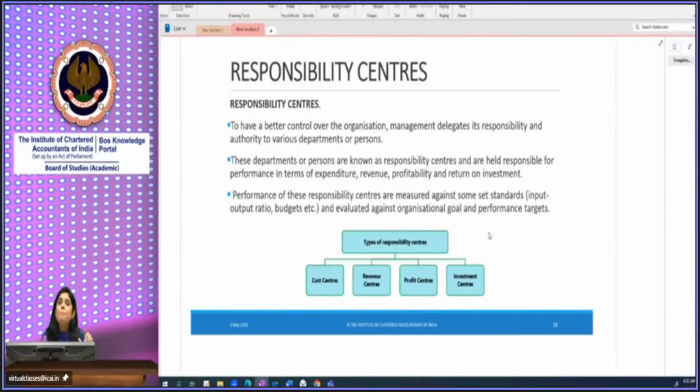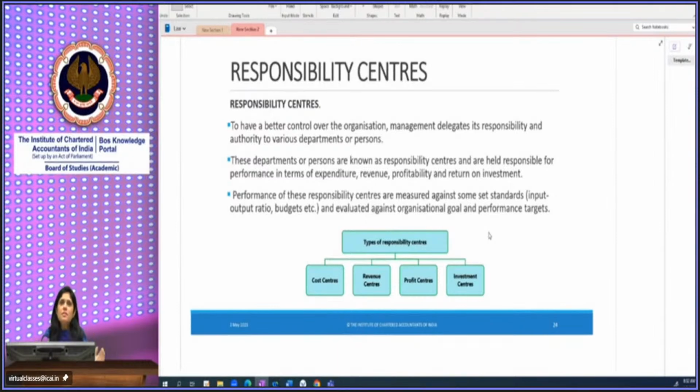So that branch is also a responsibility center. Is it clear? So there are public sector undertakings. I hope you know the public sector undertakings. There are different public sector undertakings in India. Every public sector undertaking is a responsibility center. They are answerable to the government of India.